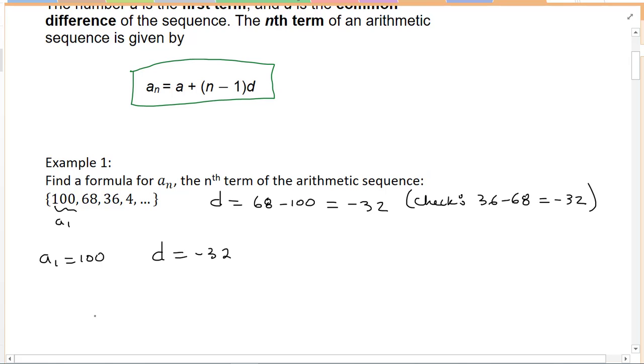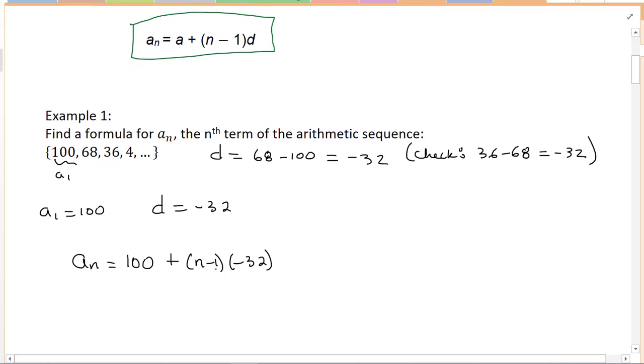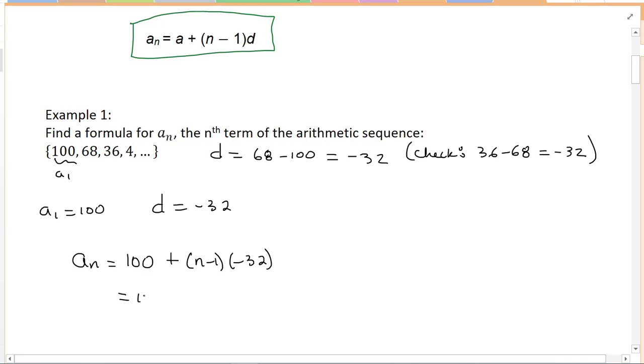And so now I can say my A sub n is then A1, so 100 plus n minus 1 times D, and D is negative 32. And you can distribute, so I'm going to get 100 plus, when you multiply the minus 32, it's really going to be minus 32, and minus a minus is plus 32. Combine like terms, so our A sub n is negative 32n plus 132.